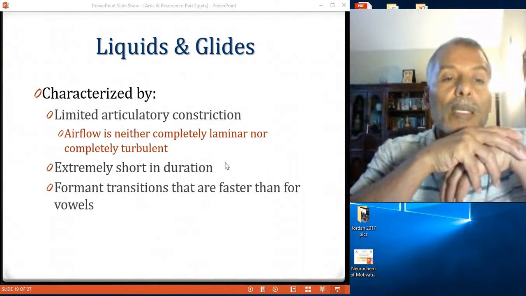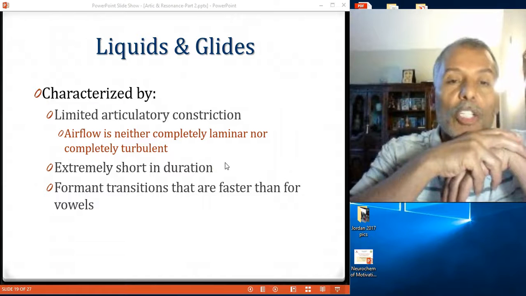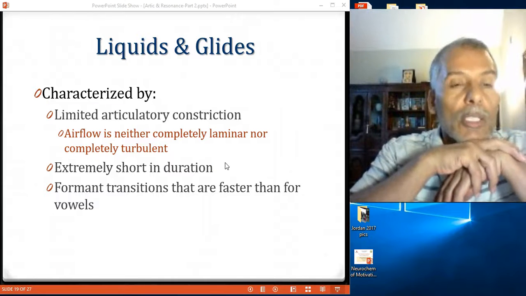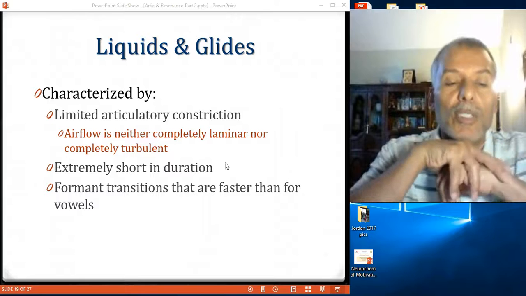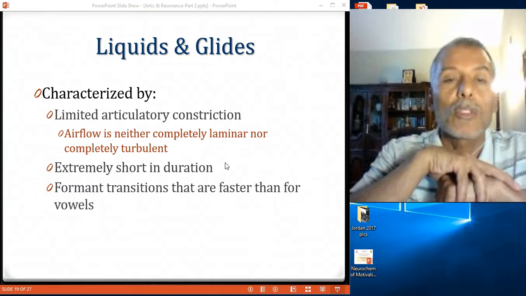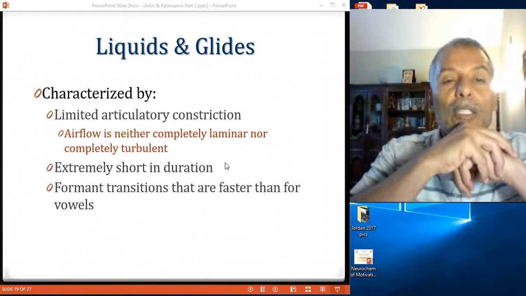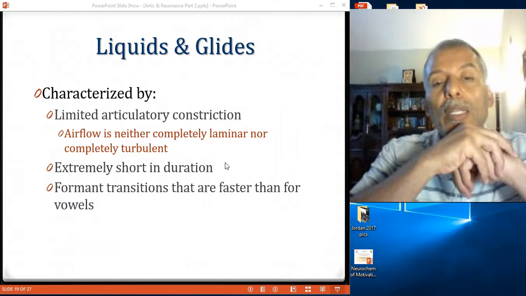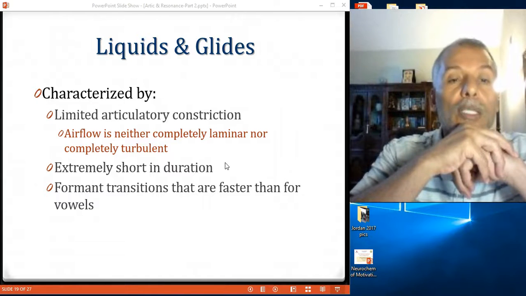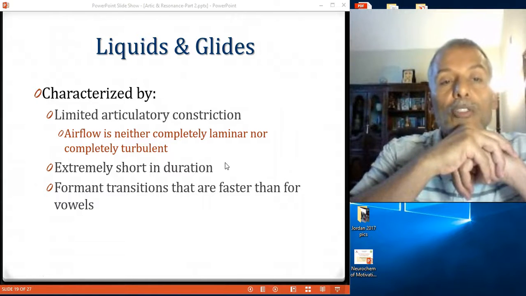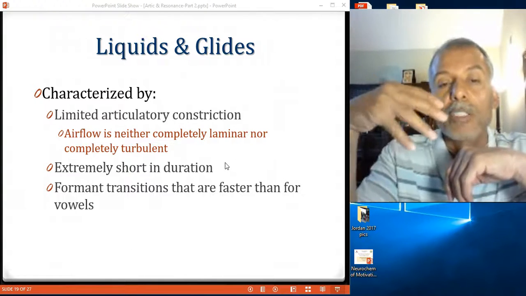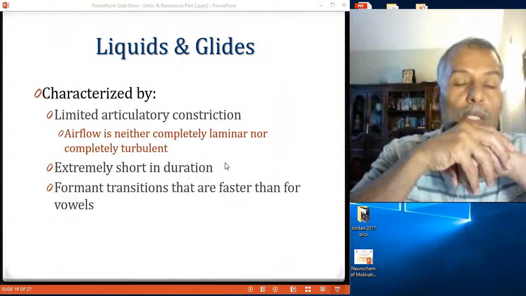Liquids and glides are characterized by a limited articulatory constriction, and this is why the glides are sometimes called half vowels or semi-vowels. They have limited articulatory constriction, and the airflow is neither completely laminar nor completely turbulent. So they are extremely short in duration, and the formant transitions are faster than for vowels. Let's see.